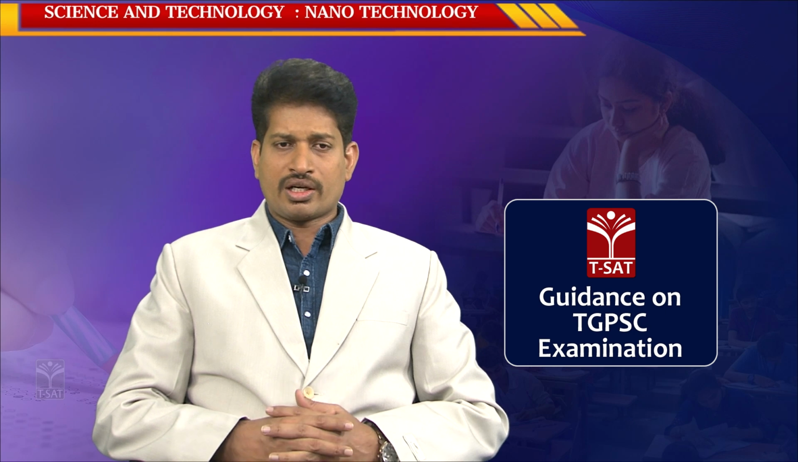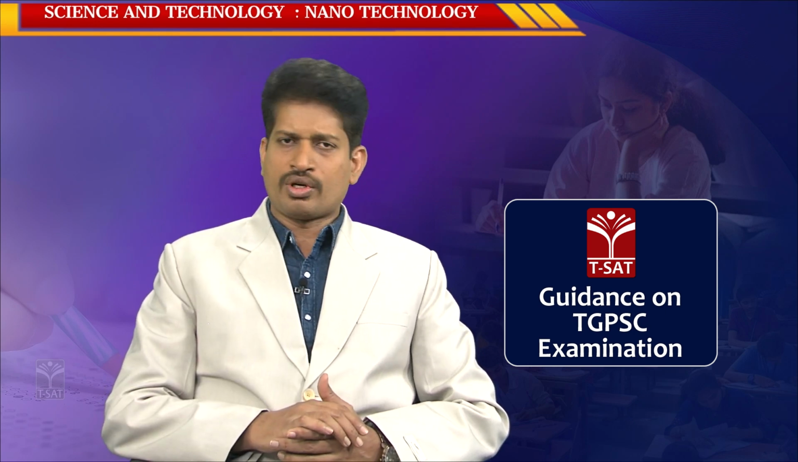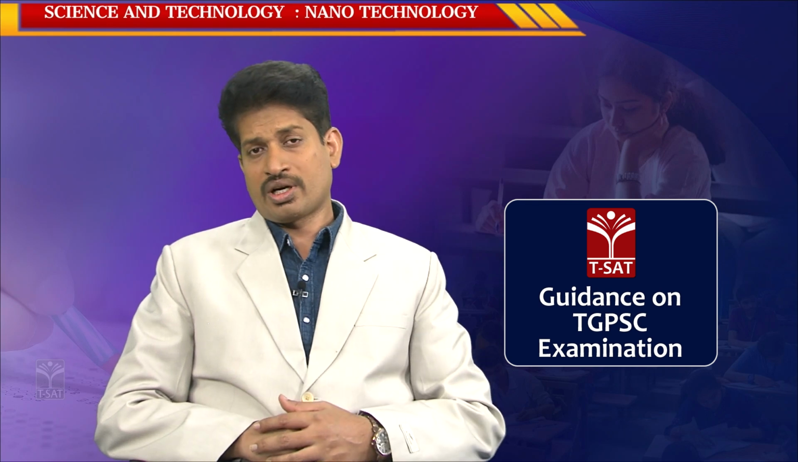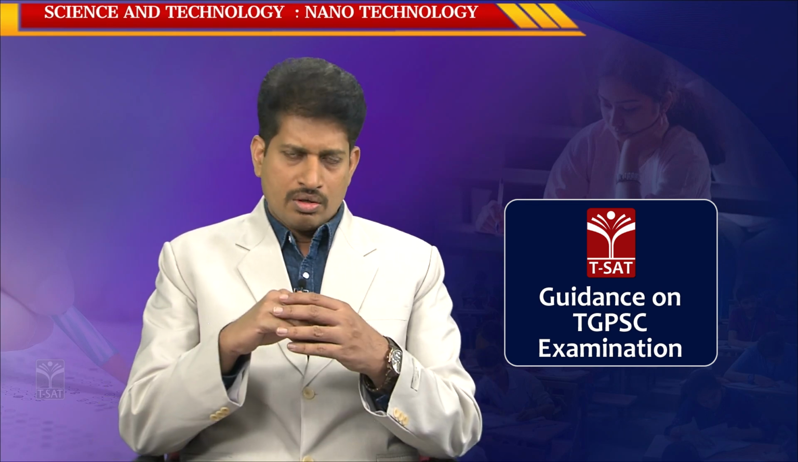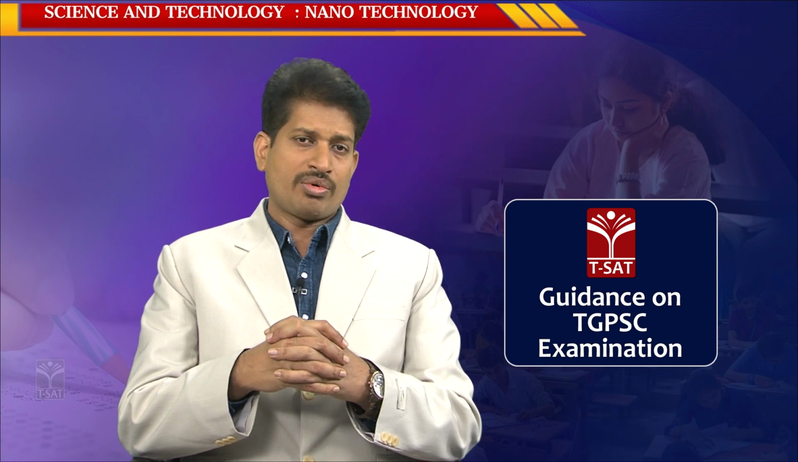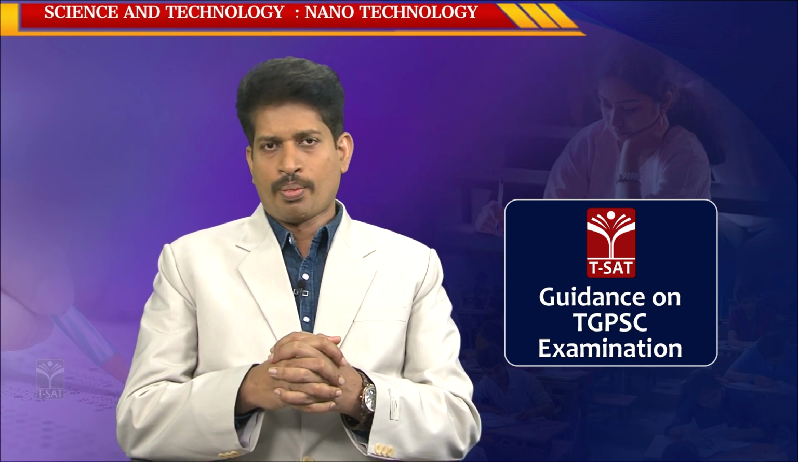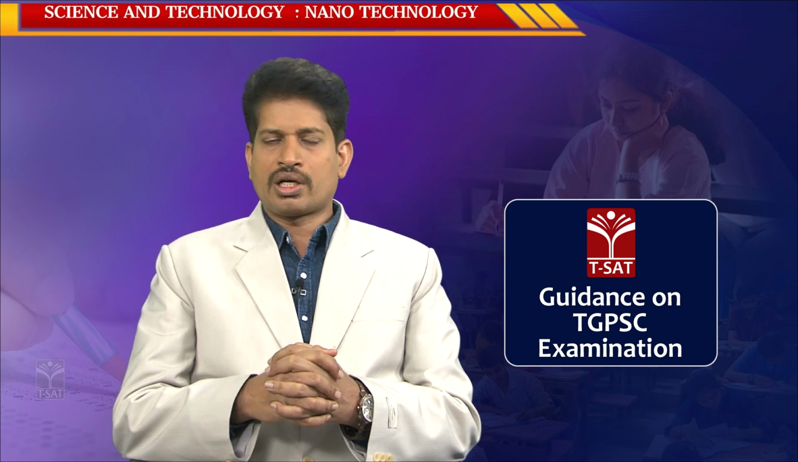Electrical conductivity: at a point of time you want a material to be an insulator, at another point of time you want a material to be a superconductor or a conductor. So, you can change the nature of conduction of electricity with the help of nanotechnology. You can convert a material into an insulator or a superconductor as you desire.